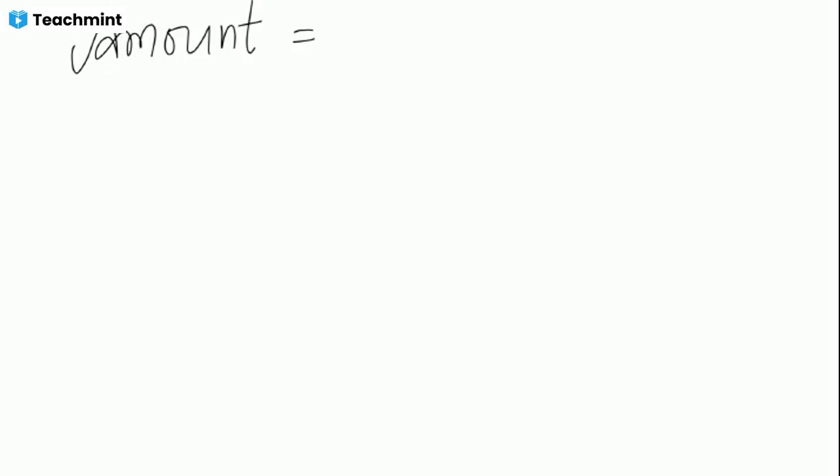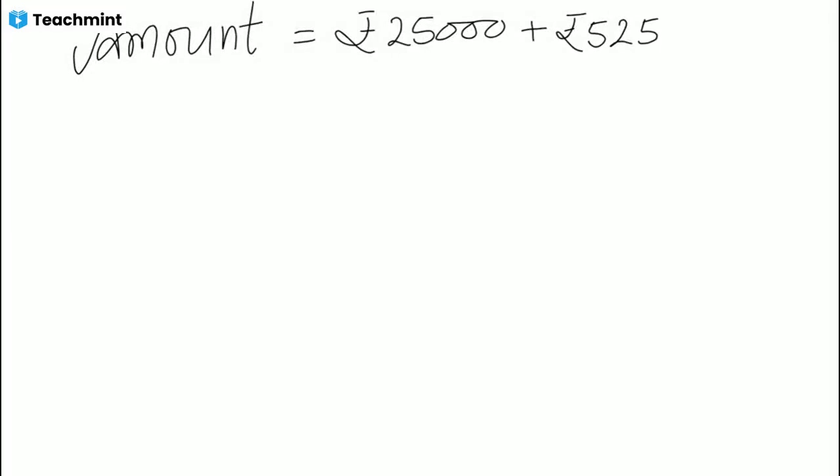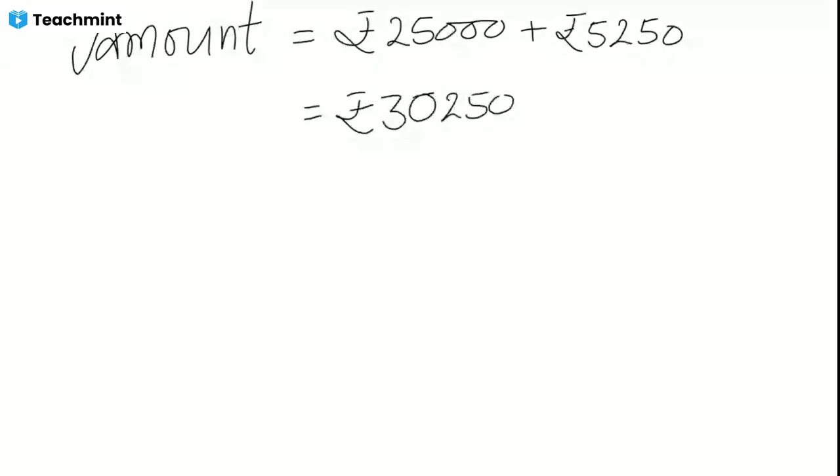So the amount is equal to P, which is 25,000, plus SI, which is 5,250. So he'll get 30,250 after 3 years. Okay. So now you remember the concept of simple interest.